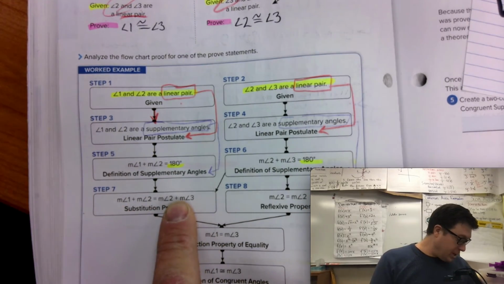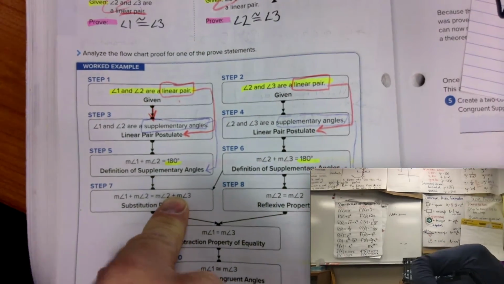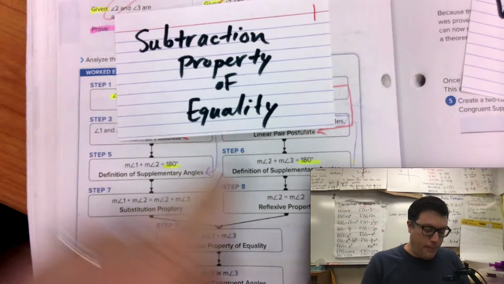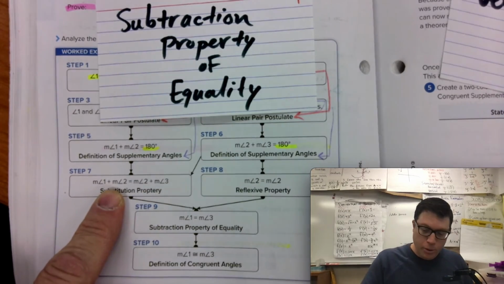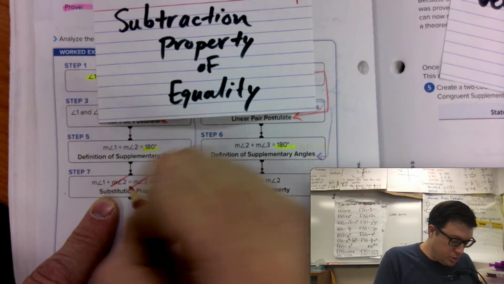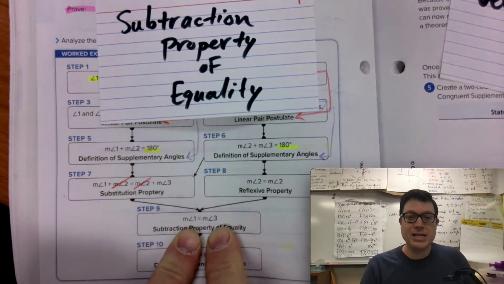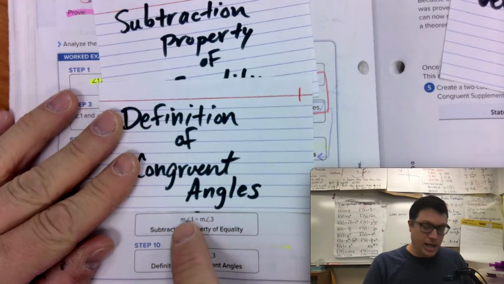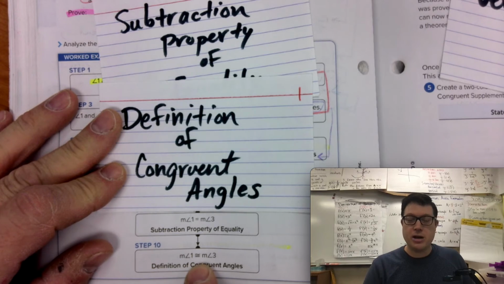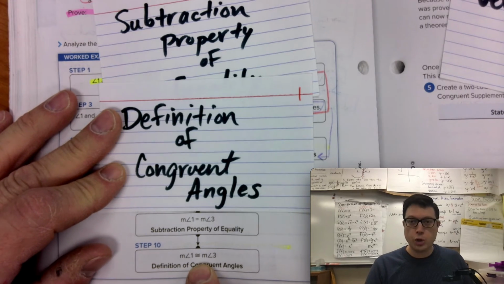So we use subtraction property. That also fell on the floor. We use a subtraction property to cancel the angle 2. We take it away from both of them equally. 2 is gone, 2 is gone. What's left is angle 1 equals angle 3. And then when you have that angles are the same size, they must therefore be congruent.